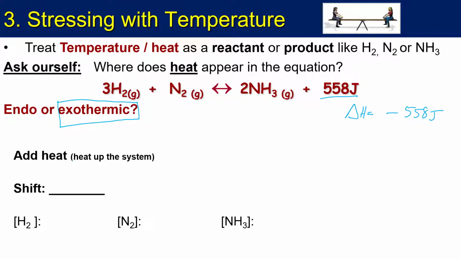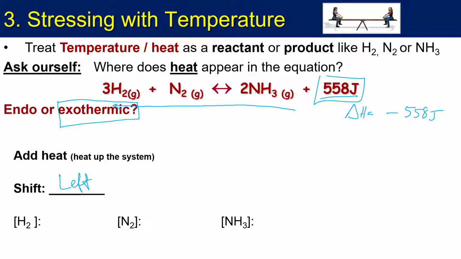So in this example, we are now adding heat to the system. Now, what does that mean? Well, when we add something, we shift away from what we added. Because heat is in our products, we are now shifting away from the products. That means we have a shift to the left. What does a shift to the left mean?